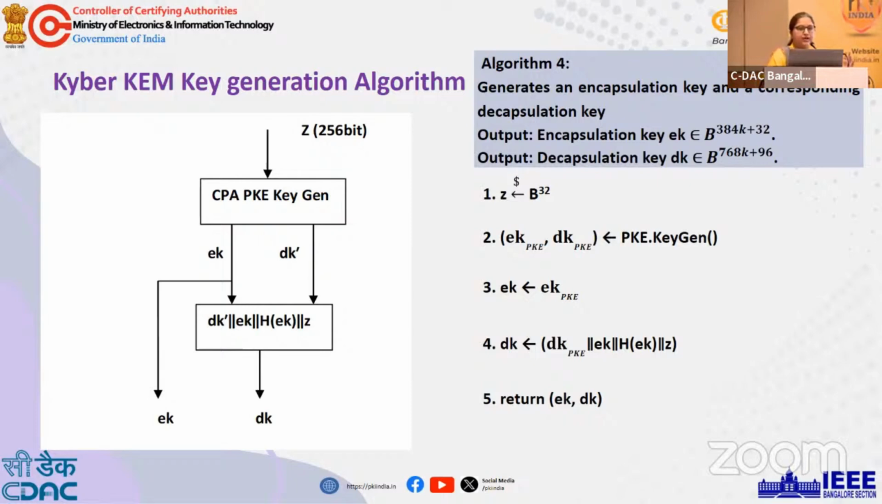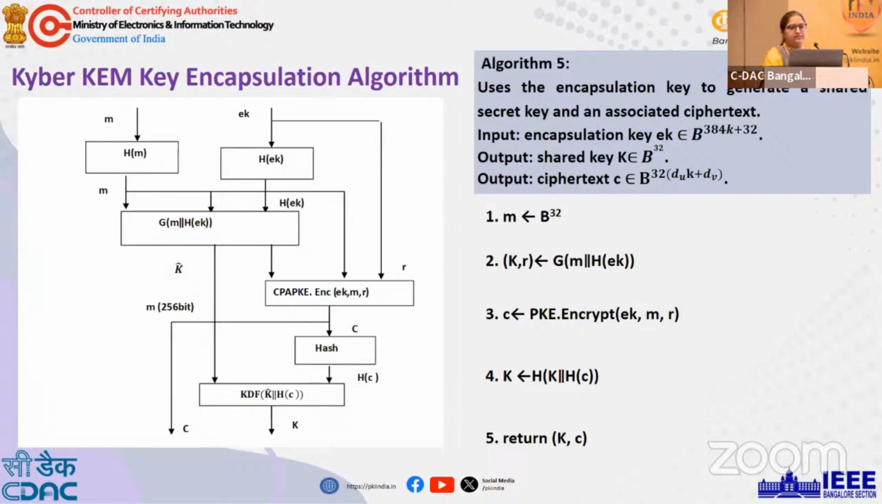Then the output from the PKE key generation is given as input to the KEM key generation algorithm. It takes EK_PKE and DK_PKE from the PKE key generation and generates an encapsulation key and a corresponding decapsulation key. So the output is the encapsulation key EK and the decapsulation key DK.